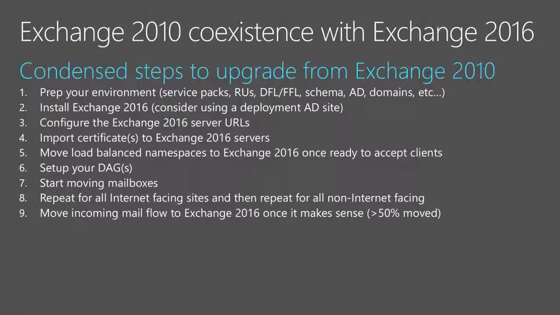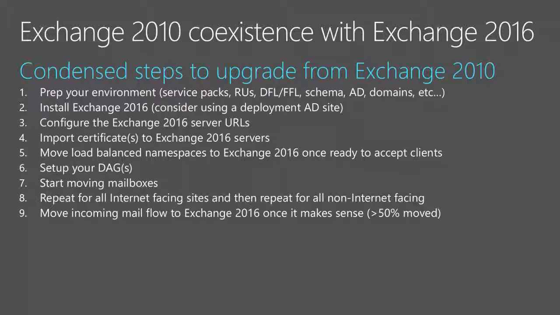For your mail and Autodiscover endpoints. You can then move your load balanced namespace from 2010 to 2016 when you're ready to accept clients. You'll set up your DAGs, start moving your mailboxes, which will be online moves so users won't be interrupted. And then you'll repeat that for all of your internet-facing sites first, one at a time. And then you'll repeat that for all your non-internet-facing sites after that, again, one at a time.